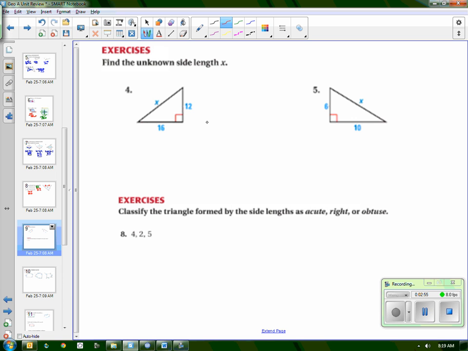Let's see. Wait, right triangle, Pythagorean theorem? Okay, 16 squared plus 12 squared. This is a Pythagorean triple, actually. I know that it's going to be 20. You guys can do the Pythagorean theorem, I know that.